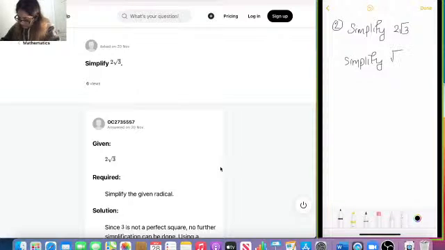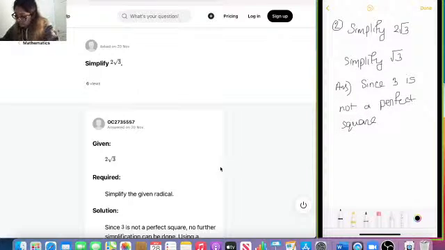Since 3 is not a perfect square, we can say the answer is root 3, right? You can't really break down 3 anymore. Since 3 is not a perfect square, there's no further simplification.